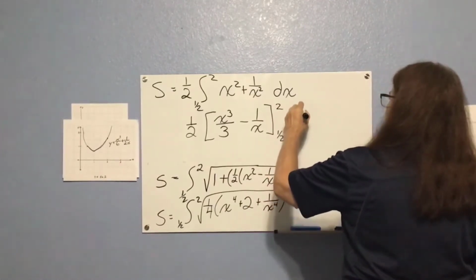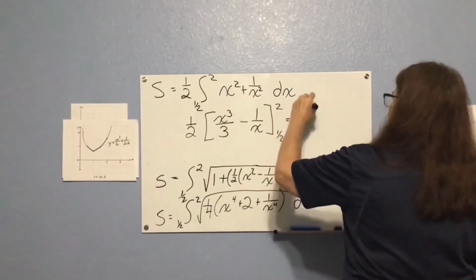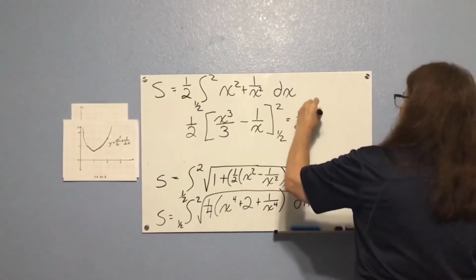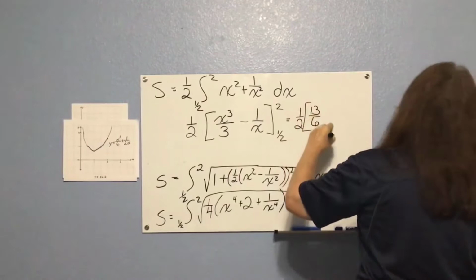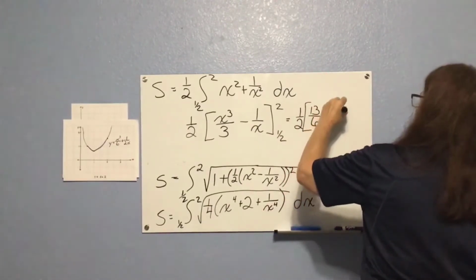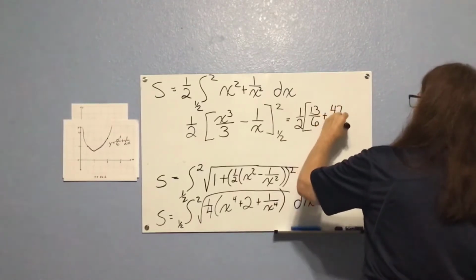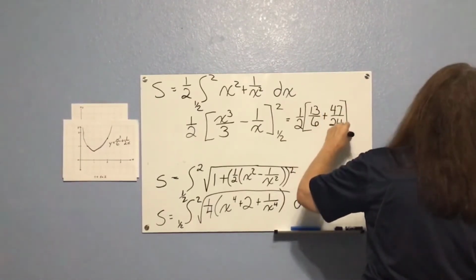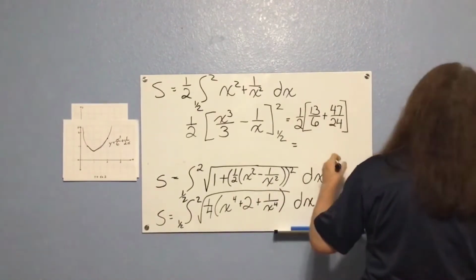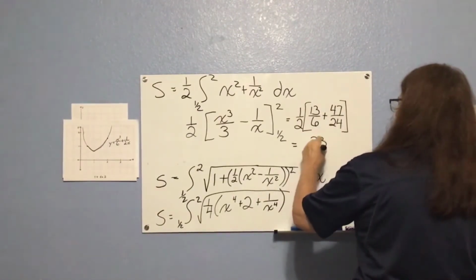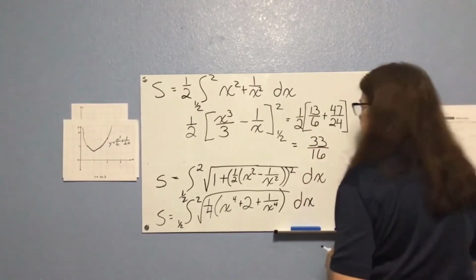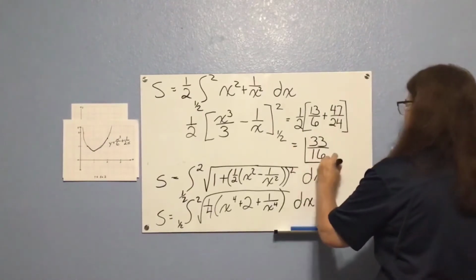which gives me 1/2 times 13 over 6 plus 47 over 24. And simplified, that is 33 over 16. So this is my answer.